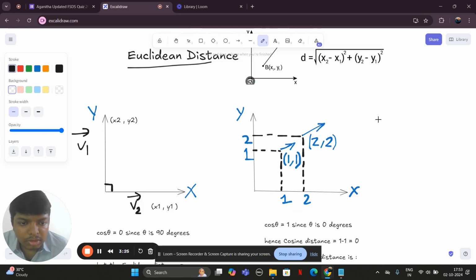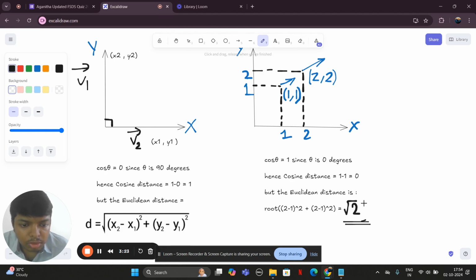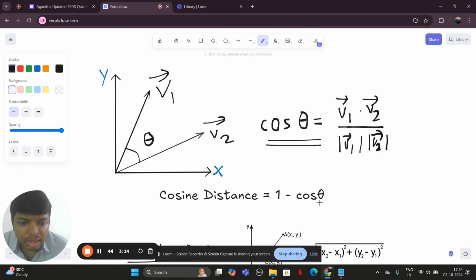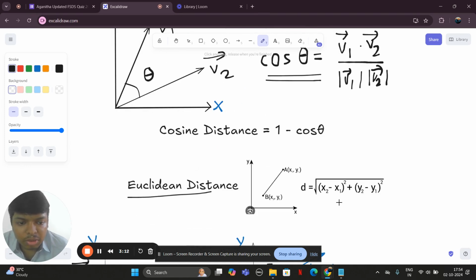So in this case we can see that while the cosine distance is 0, we have the equilibrium distance as root 2, and we can have a general approach that while the cosine distance depends on the angle between the two vectors, the equilibrium distance depends on the magnitude of the two vectors, and it's not limited to any range.